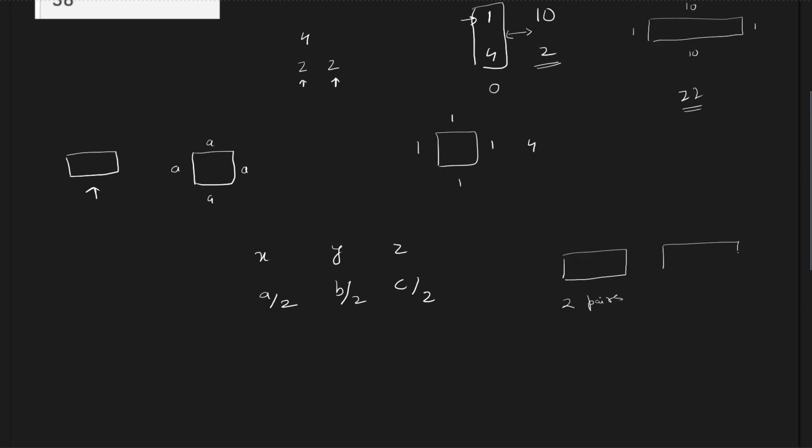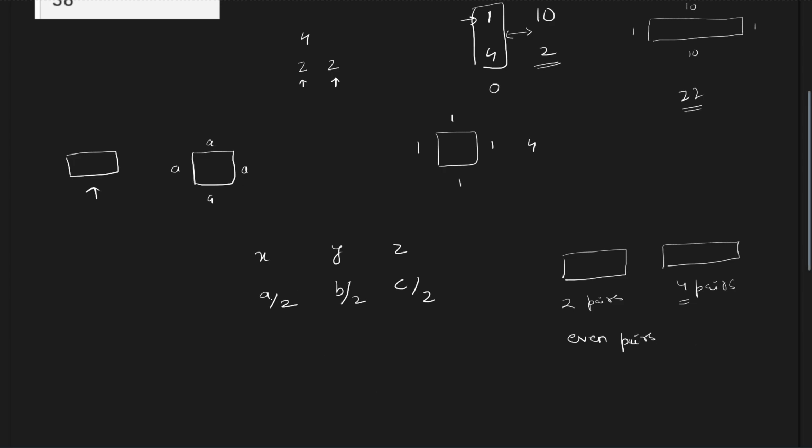Then to form the second rectangle, I need 4 pairs of sticks, right? In total, I need 4 pairs of sticks. 2 here, 2 here, so the total number is 4. So I see whenever I want to form a rectangle, I need even pairs of sticks, right?